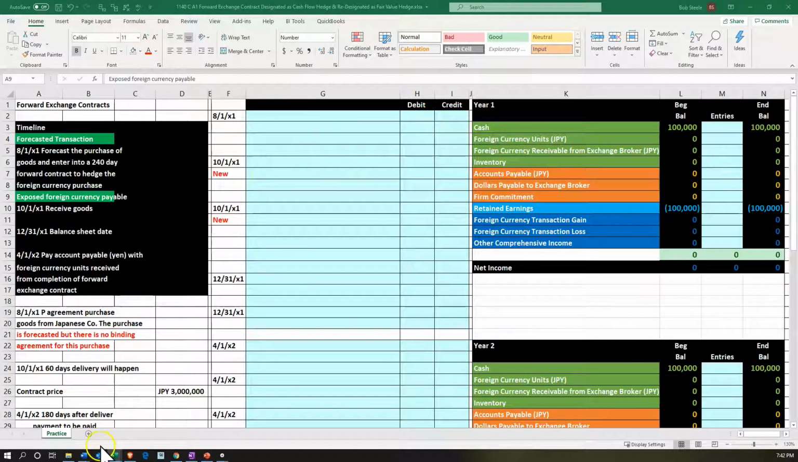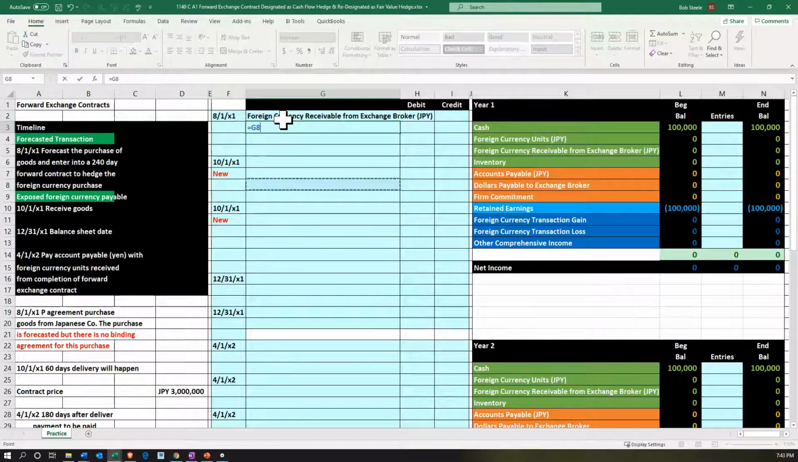Okay, let's work through this. First, we predict that we have this future transaction taking place with a foreign currency, and therefore we're going to go into the forward exchange contract. Remember, that's going to be here on 8/1. We forecast the purchase of the goods and enter into a 240-day forward contract to hedge the foreign currency purchase. So we enter into that first, and this is our forward contract. We put an asset, a receivable, and a payable on the books for the forward exchange contract. We pick up the foreign currency receivable, and the payable, which is the dollars payable to the exchange broker.